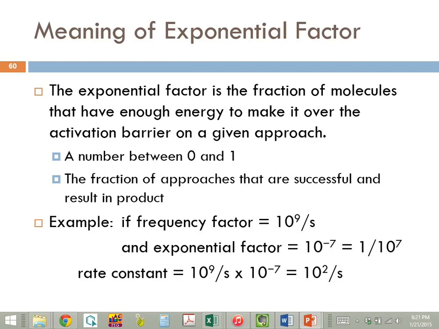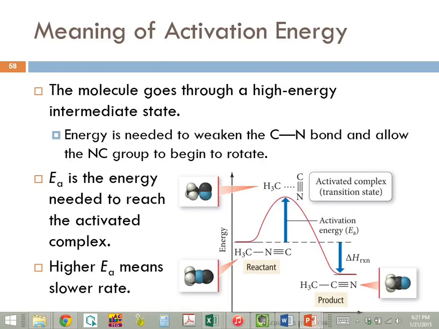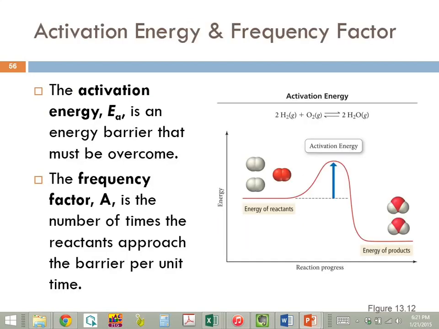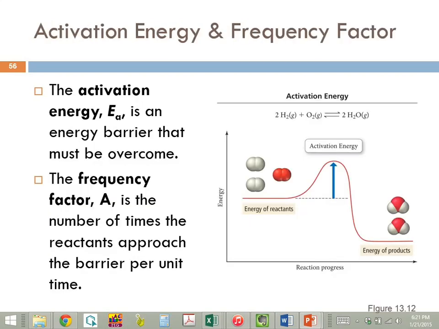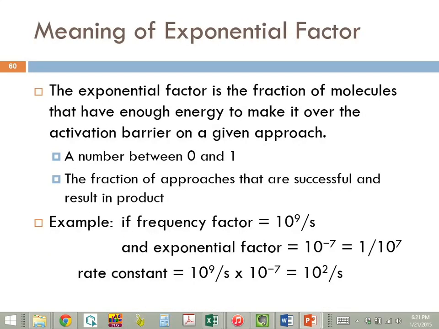So that exponential factor, let's just go back here real quick to this guy. The exponential factor is E raised to the negative activation energy divided by RT. So that exponential factor is the fraction of molecules that have enough energy to make it over the activation barrier on a given approach. So it's going to end up being a number between 0 and 1. It's the fraction of approaches that are successful.